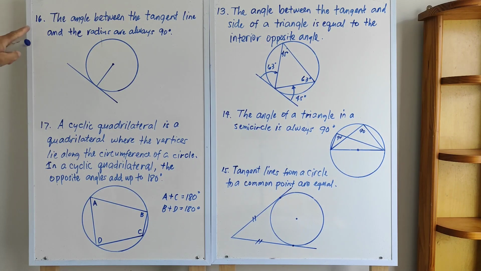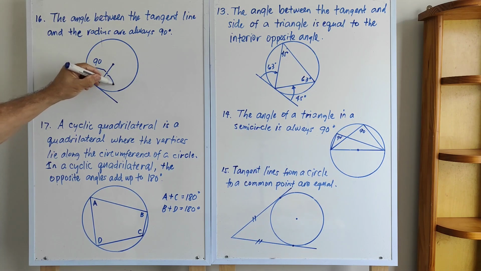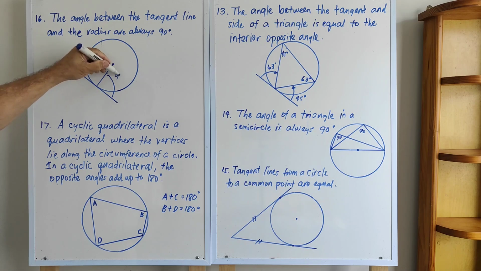Number 16, the angle between the tangent line and the radius is always 90 degrees. So if we have another tangent line and there is a line from the center towards the point of tangency, this angle will be 90 degrees. This is also 90 degrees.